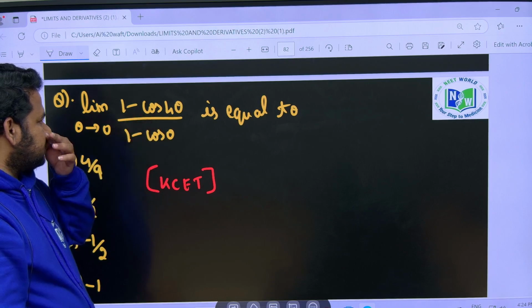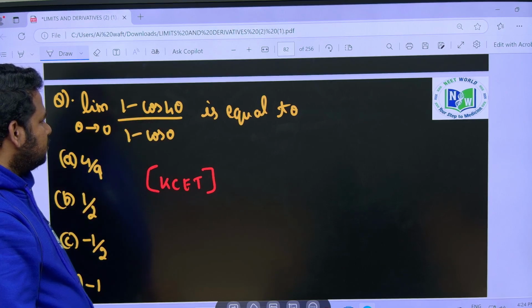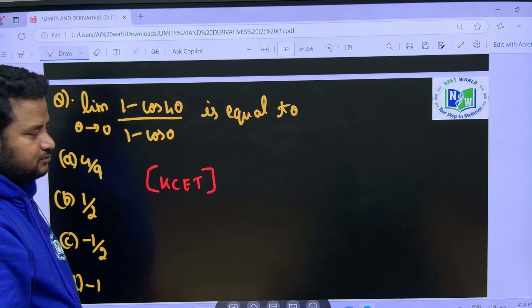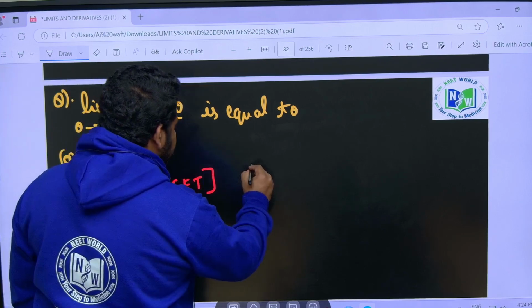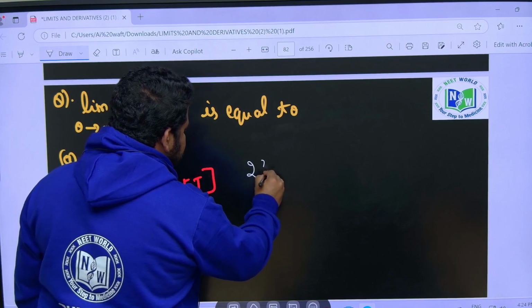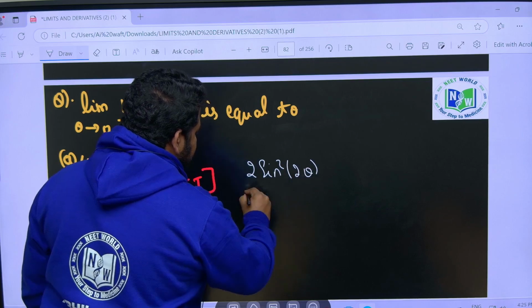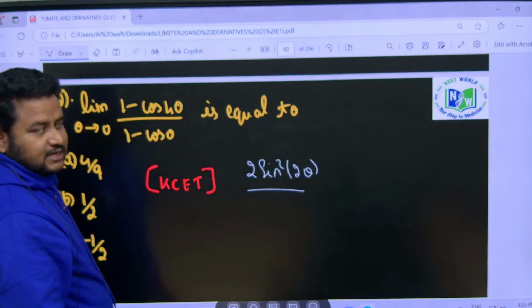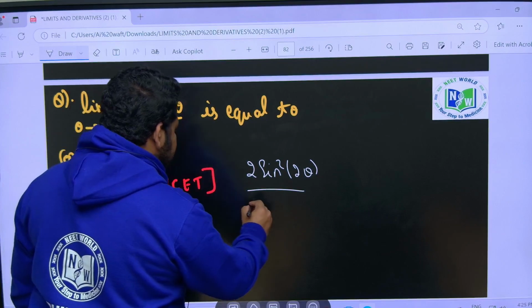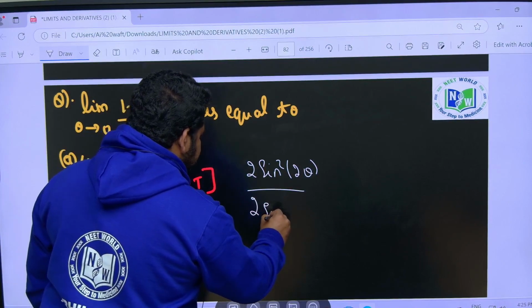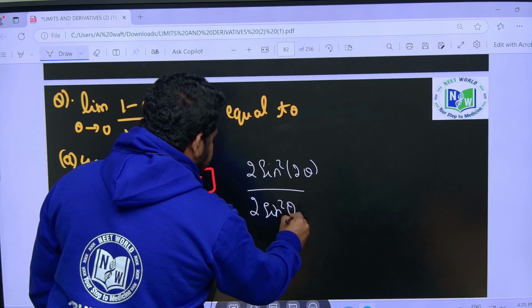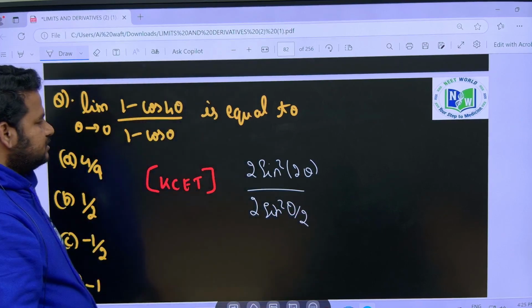And 1 minus cos 4 theta is what? 2 sin square 2 theta. So I'll write it as it is. 1 minus cos 4 theta, I can write it as 2 sin square 2 theta. What about 1 minus cos theta? This is 2 sin square theta by 2.